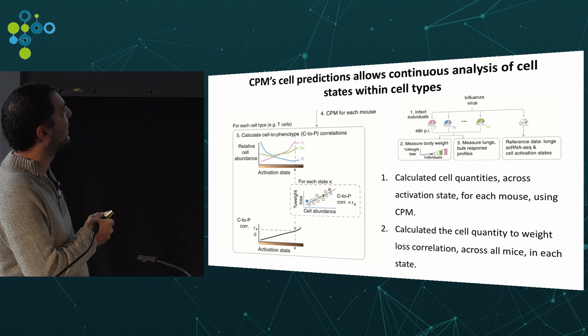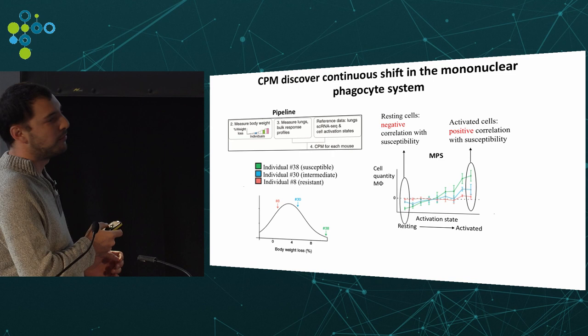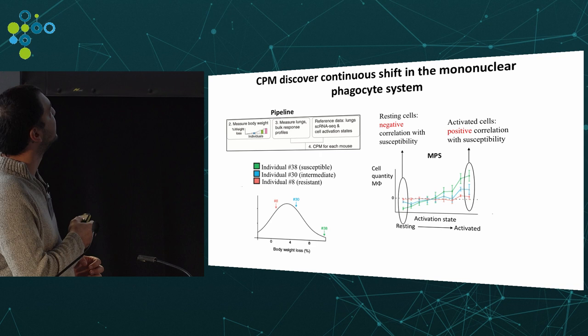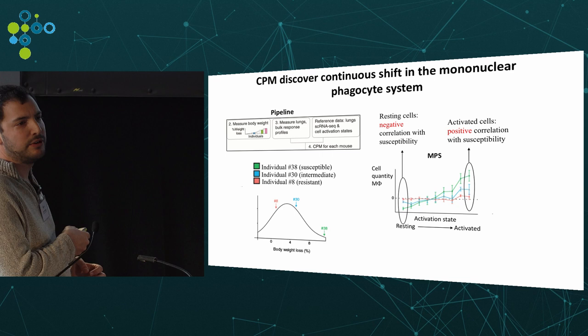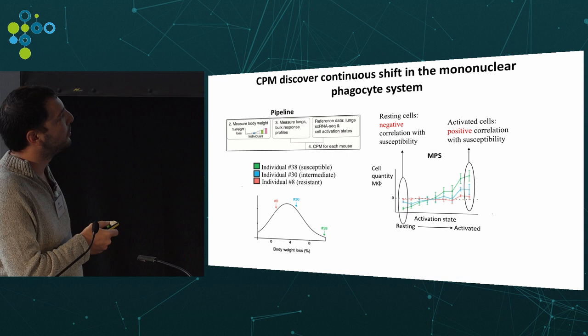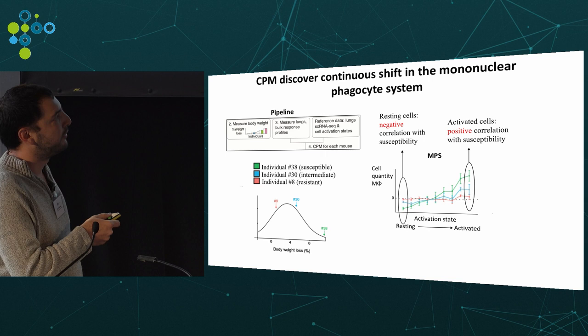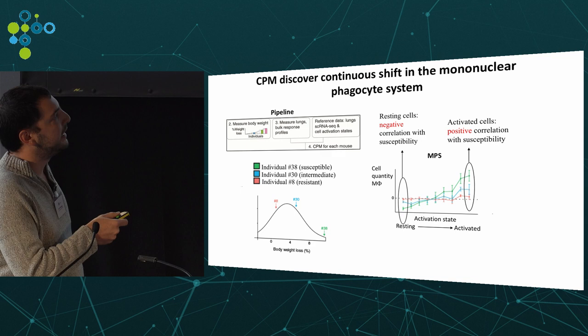And the next stage, we used the abundance of cells and the weight loss to calculate the correlation of each activation state across all these mice. So, for a more specific example, here we have three mice. One is highly resistant to influenza, so it doesn't really reduce its weight. One mouse is highly susceptible, and another mouse is intermediate. And using CPM, we could predict that the one over here had a lower quantity of cells in these activation states, and in higher activation it has much more than the others.